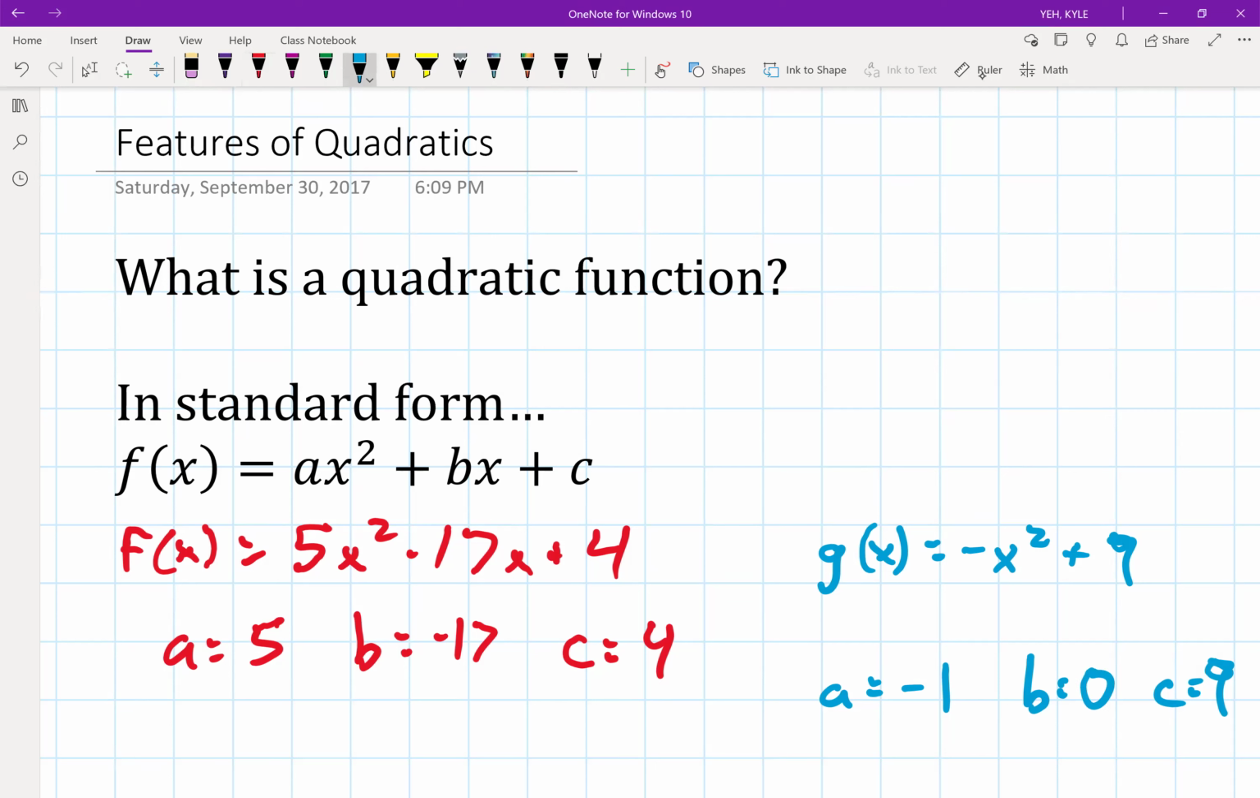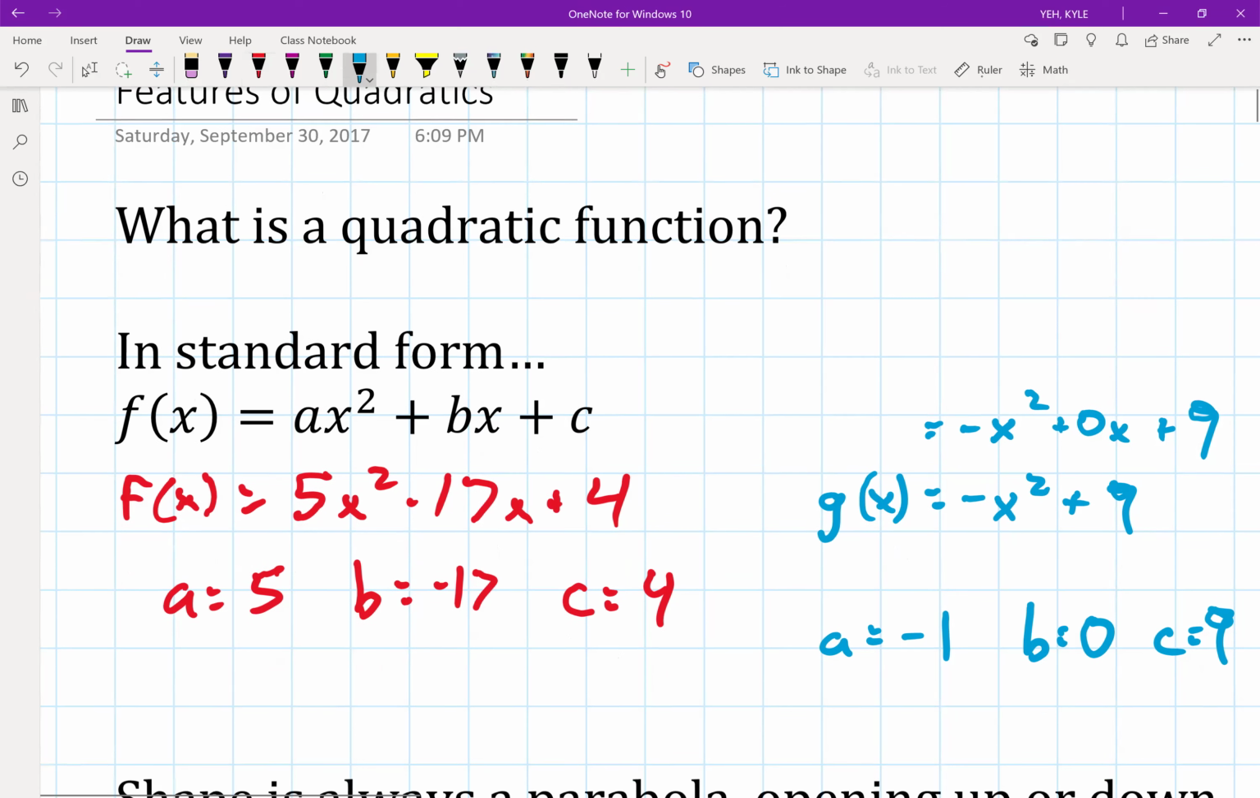B is just 0. And another way you can think of it, I'll write it above, negative x squared plus 9. If we wrote in plus 0 x's, would anything change? No, because 0 times x is just 0. That won't change anything. So that's how we can see that b equals 0 on that function. Now, these a, b, and c values are going to be really important when we're finding some of these other features. So make sure you feel comfortable knowing a is the number of x squareds, b is the number of x's, c is just the numerical part, just the number, the constant.